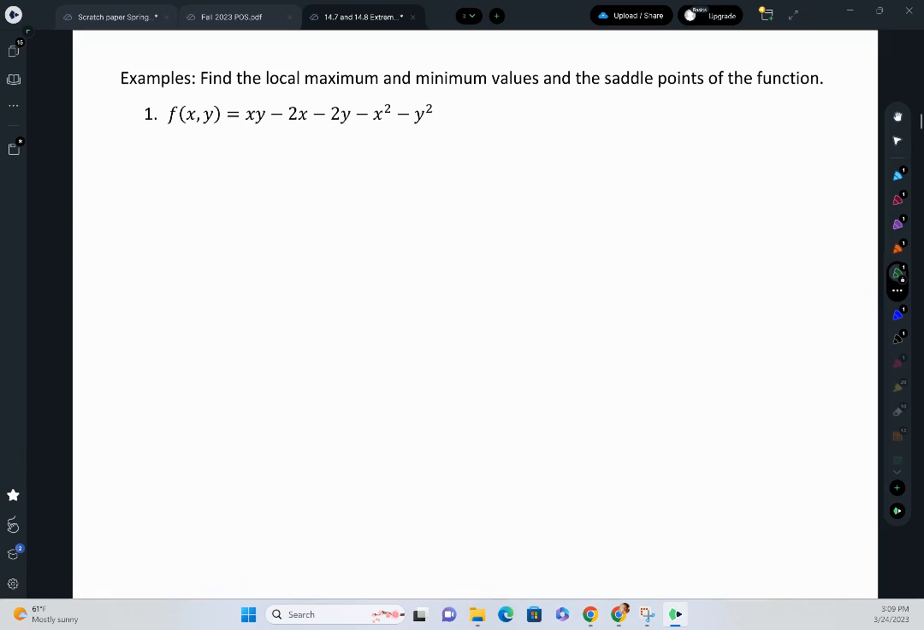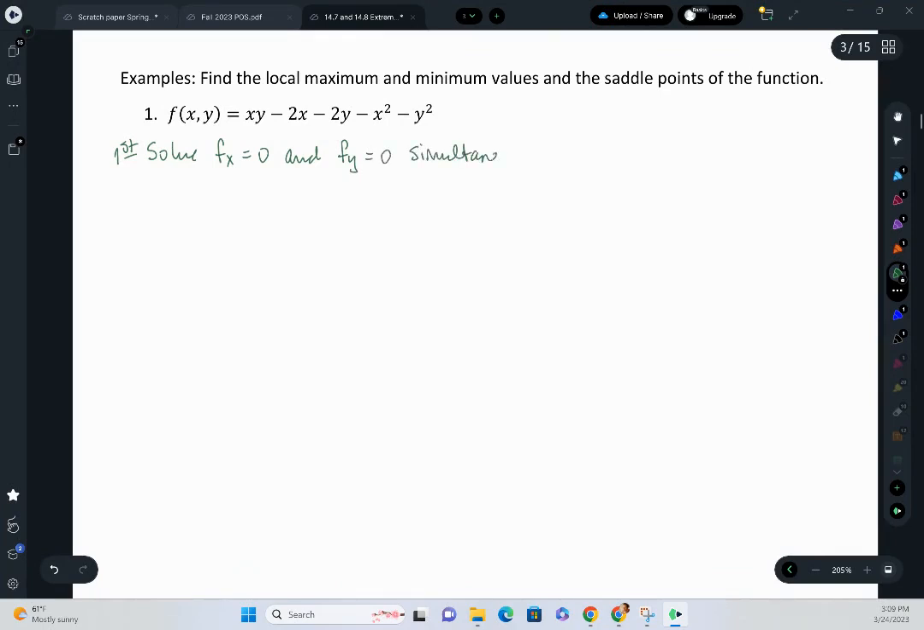First, we are going to solve f sub x equals 0 and f sub y equals 0 simultaneously.